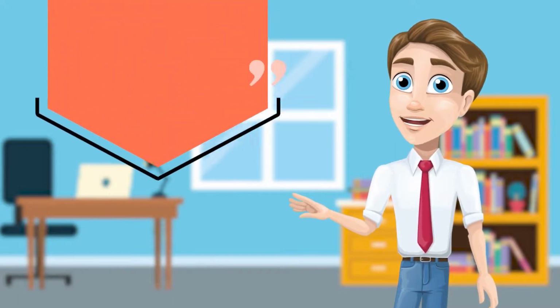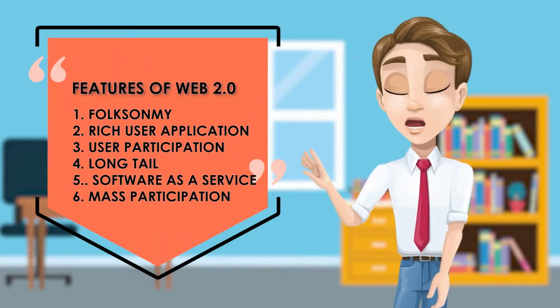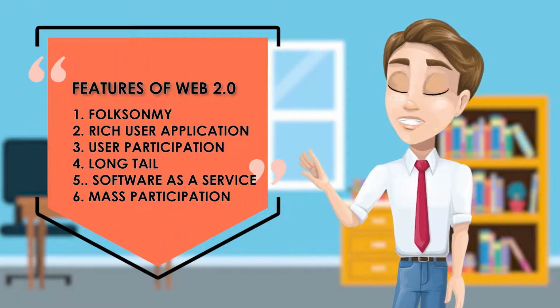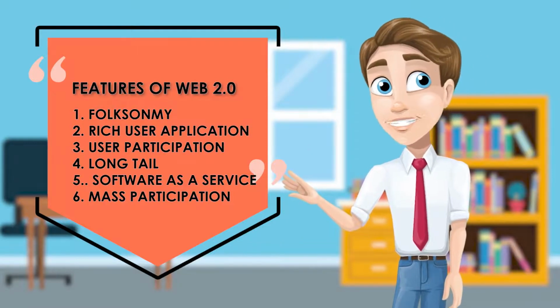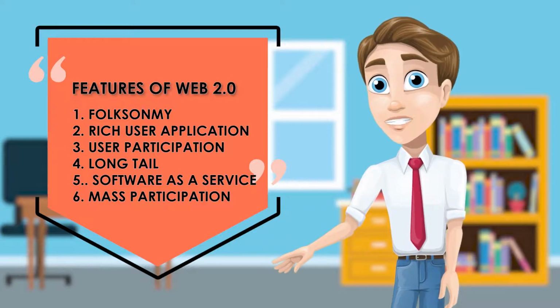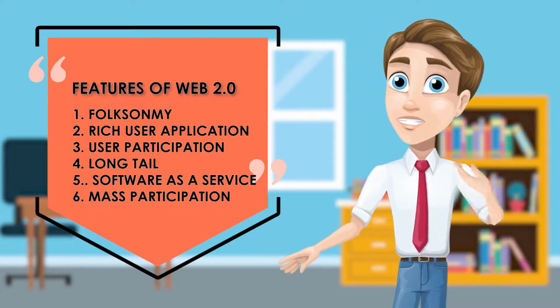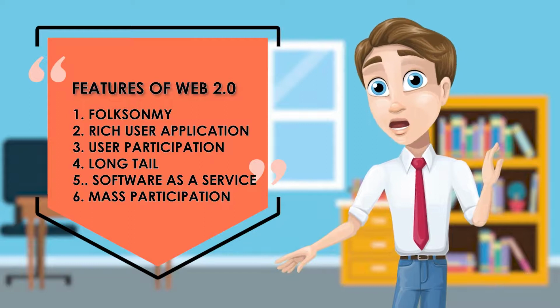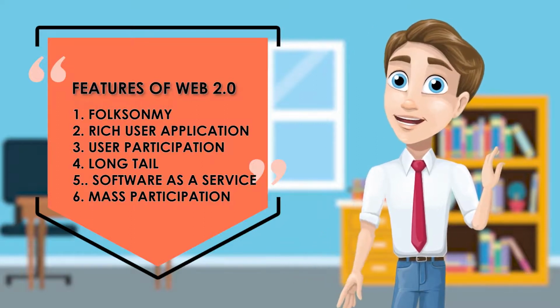Again, ulitin natin. First, features of Web 2.0 is taxonomy. Second is rich user application. Third is user participation. Fourth is long tail. Fifth is software as a service. Sixth is mass participation. So those are the 6 features of Web 2.0.